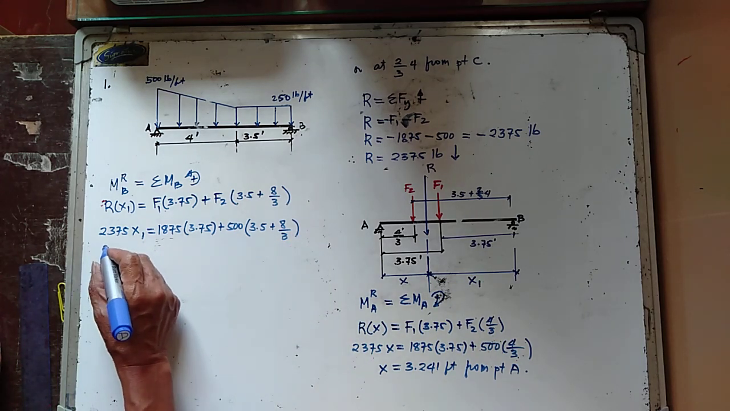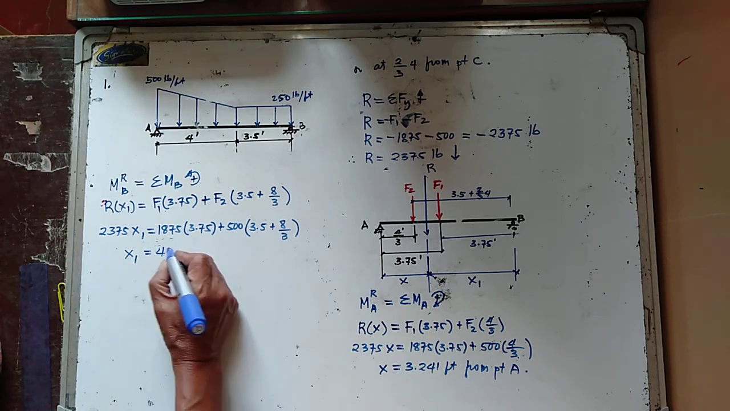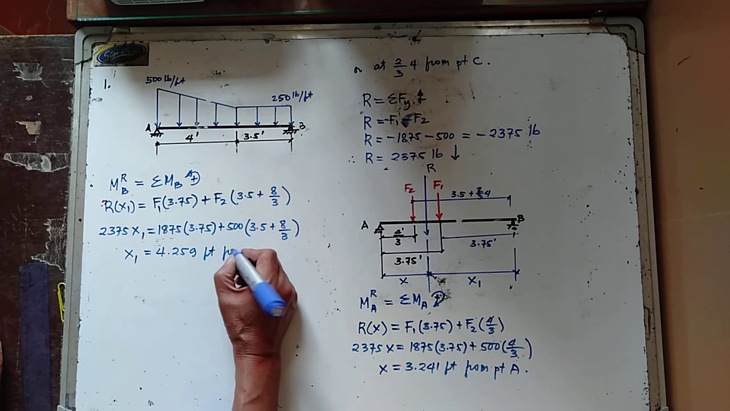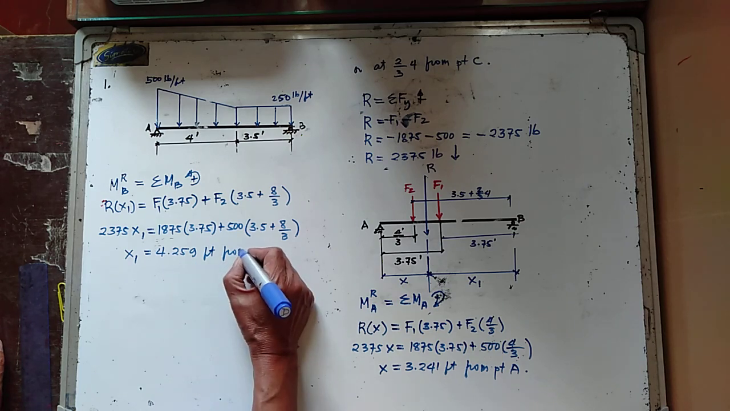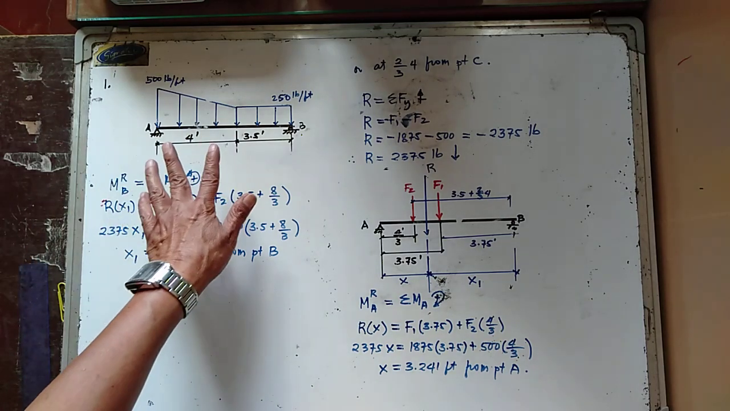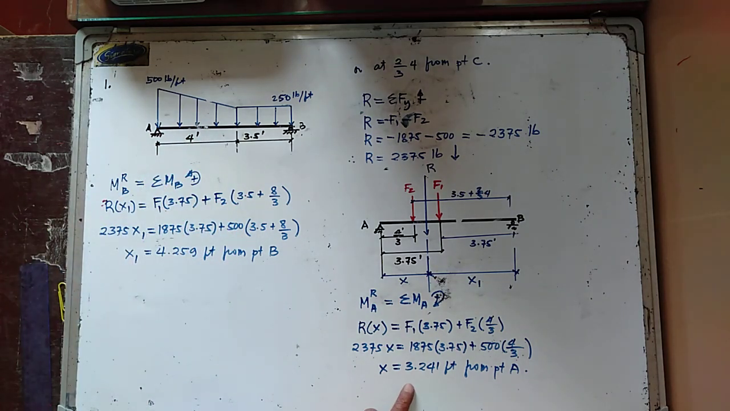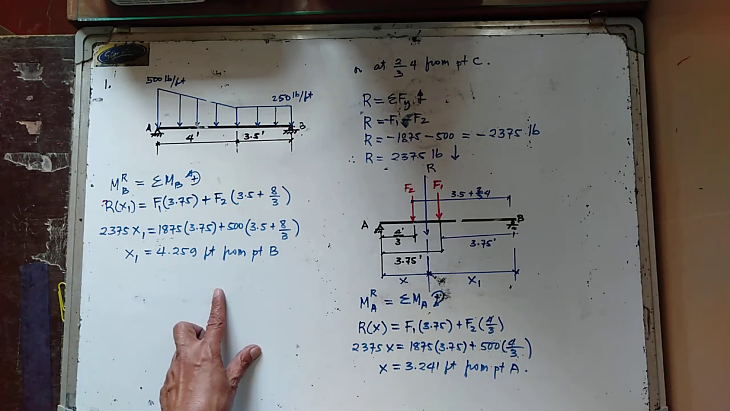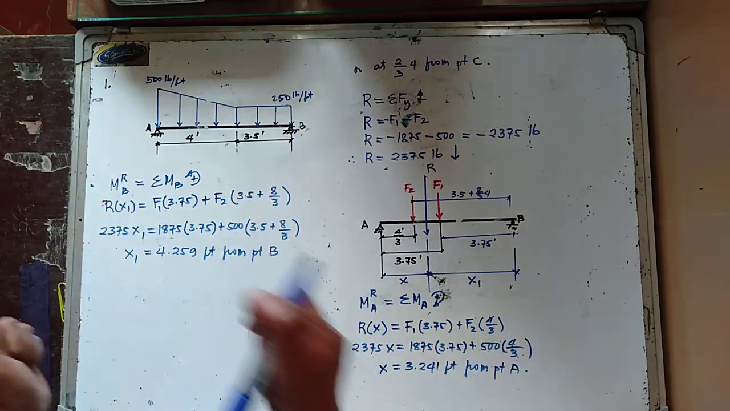Okay, so we have now the value of x1 equal to 4.259 feet, that is from point B. So the resultant of this distributed normal loading is located 3.241 feet from point A or 4.259 feet from point B. If you add x1 plus x2, that is now the length of the beam from point A to point B.